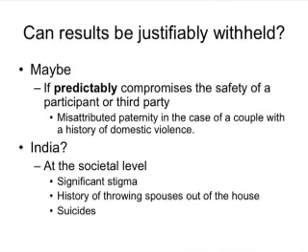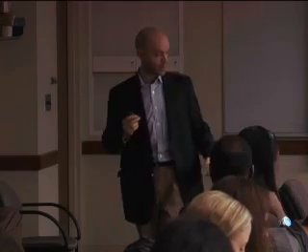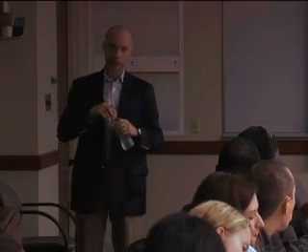Can results be justifiably withheld? Maybe. So the bold is mine: if it predictably compromises the safety of a participant or a third party. So in a misattributed paternity, in the case of a couple with a history of domestic violence, but it would have to be predictable. Okay, so it can't be suspect or maybe. But on the other hand, your failure to disclose certainly could put third parties at risk because the primary person is not aware of their own status and is potentially exposing their sexual partners or shared IV users to risk that you knew about.